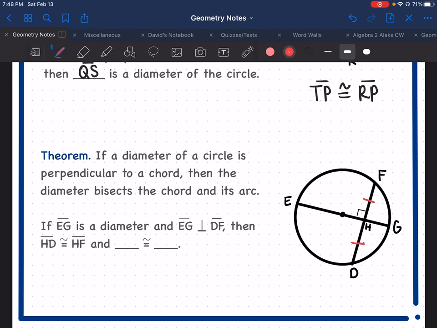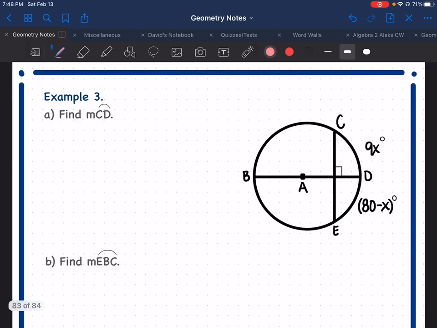They're being bisected. And it means that the arc FG is congruent to the arc GD. So I can go ahead and say this arc is congruent to this arc. Okay, from F to G is the same as from G to D. All right, let's go ahead and take a look at an example of that.